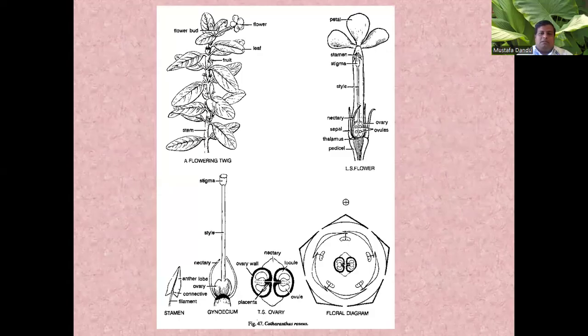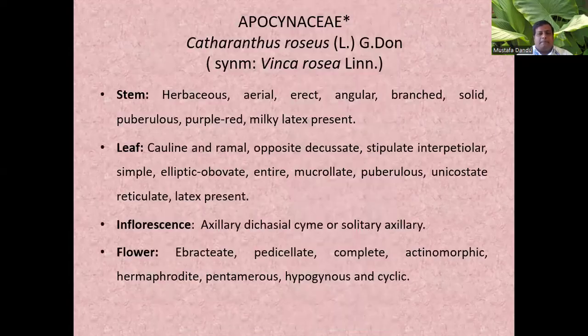Here you can see the Catharanthus roseus, flowering twig, a section of the flower showing different parts, ovules, nectary, sepals, thalamus, pedicel, stigma and style. You can see the corolla tube, the petals, the floral diagram you can see here.